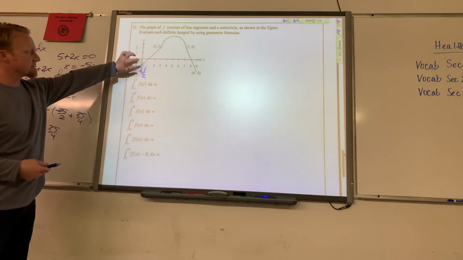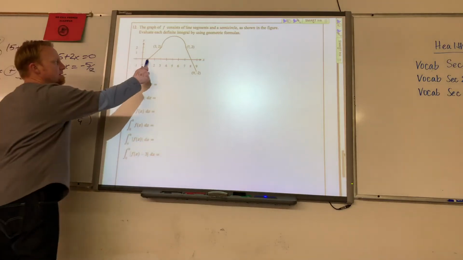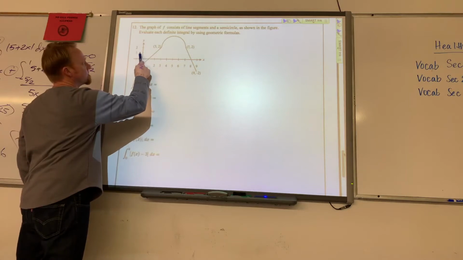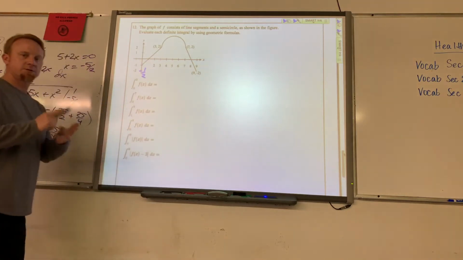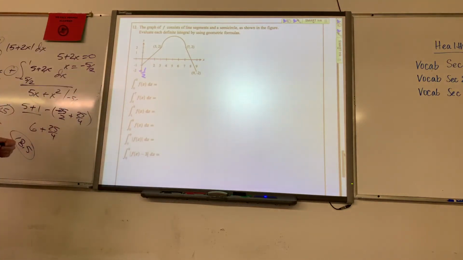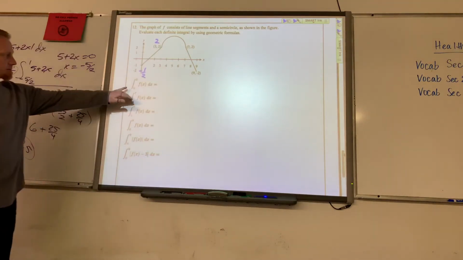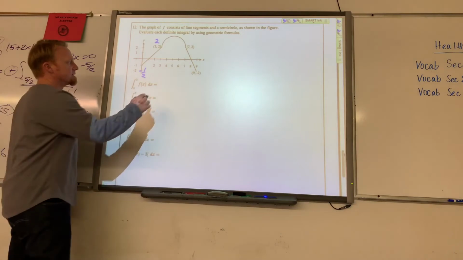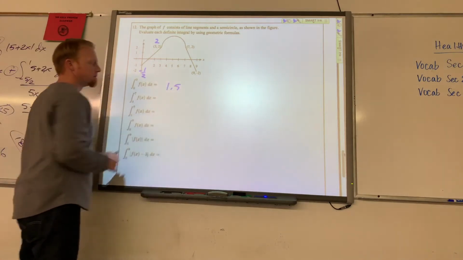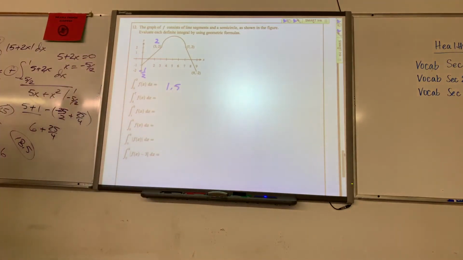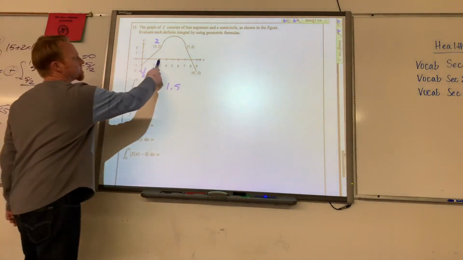And below the x-axis, negative. This triangle, 1, 2, 1, 2, it's a 2 by 2. So 2 times 1/2 gives me 2. So that section is 2. Put those two together, we get 0 to 3 is 1.5. All right, now we're doing 3 to 7.